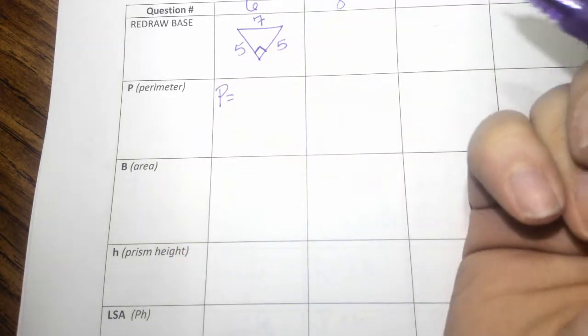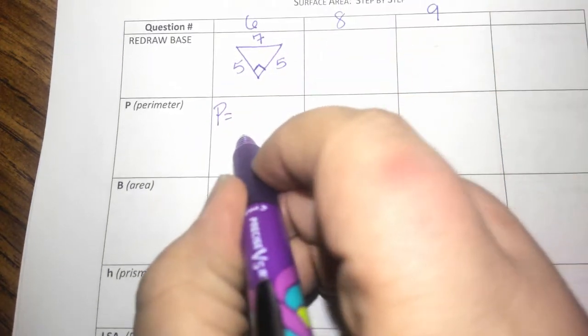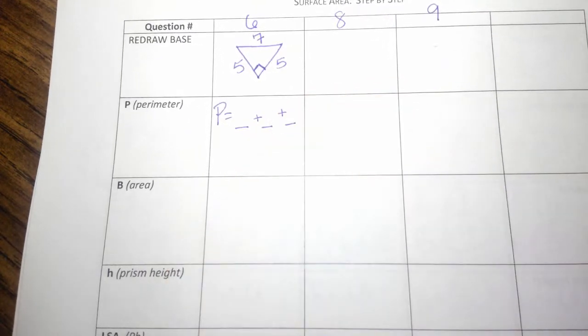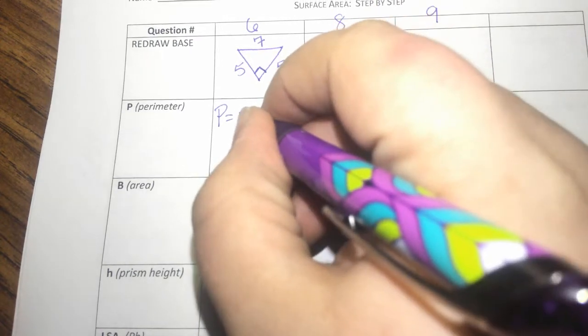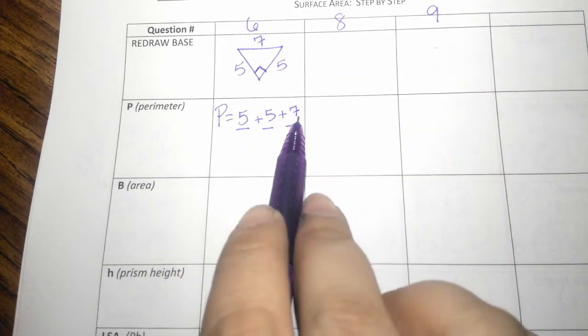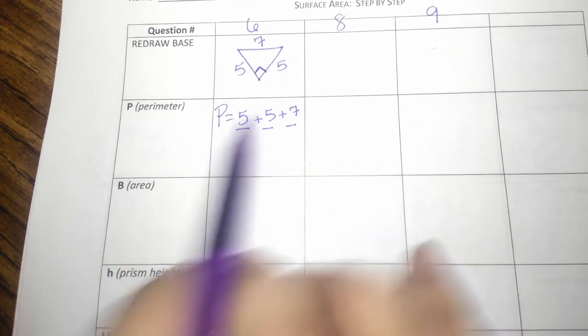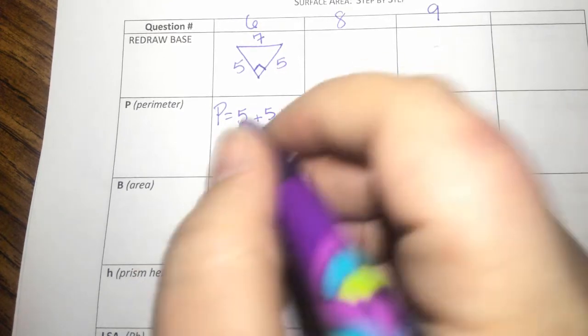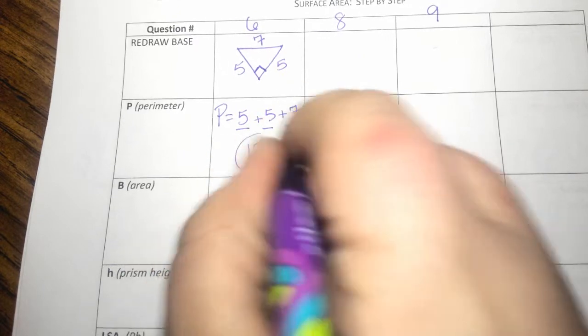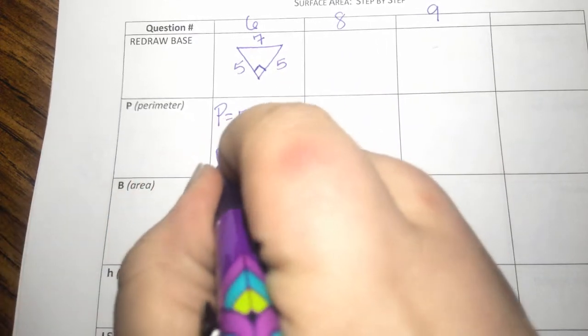Perimeter means to add all the sides, and this is a triangle, so you're going to have 3 sides that have to be added together. See if you can figure out what the 3 side lengths are. So you should have got 5 plus 5 plus 7, as long as those are the 3 numbers you have in the blanks. It doesn't matter which order you're adding in. 5, 5, and 7, the sum of those 3 numbers is 17. Capital P is 17.